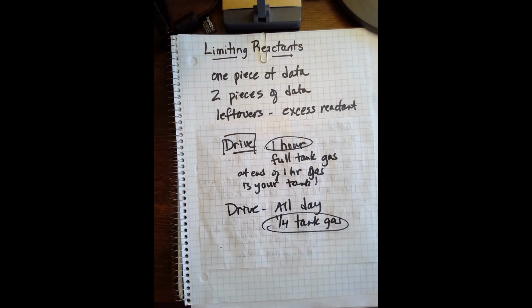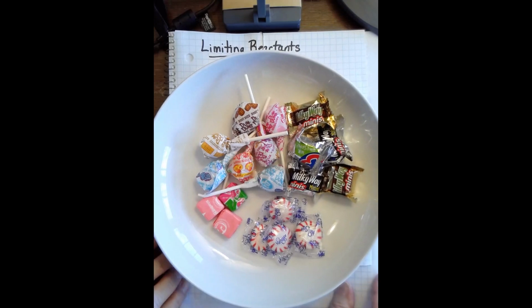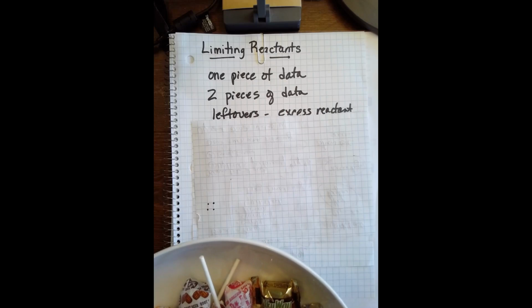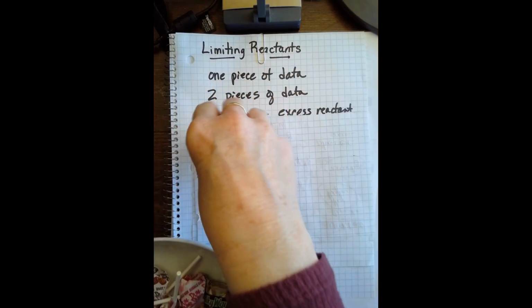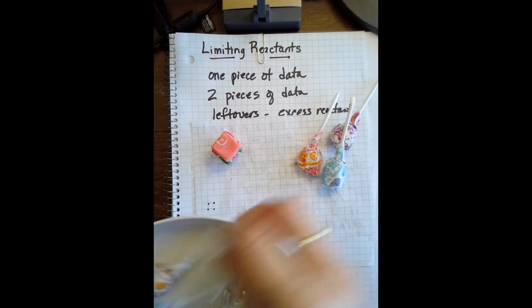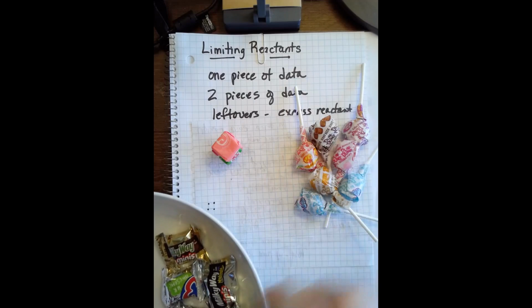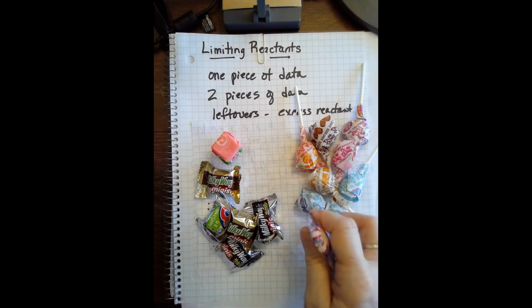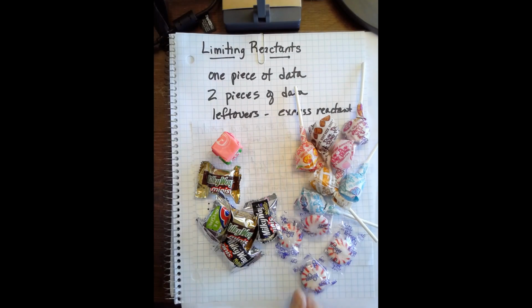So let's look at one more real life example. I have a little bowl of candy here, and I want to make some little goodie bags. I want each goodie bag to have the same number of pieces in it. So I'm going to divide this up. I have 3 Starburst, 1, 2, 3, 4, 5, 6, 7 Dum-Dums, 1, 2, 3, 4, 5 chocolates. They're not all the same, but that's fine. And then I have 1, 2, 3, 4 peppermints.